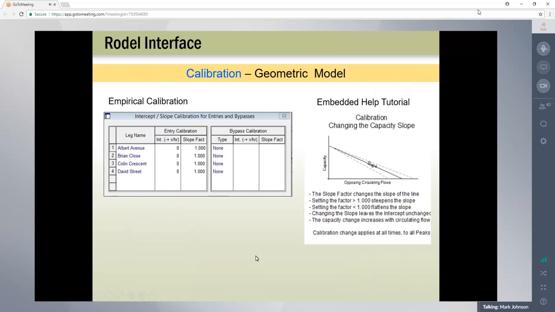So you can calibrate within the geometric model. You can learn about how to calibrate. At this time, we're not recommending any calibration. The geometric model, as you'll see in one of the next sections, is quite accurate for US predictions, but those capabilities are available.